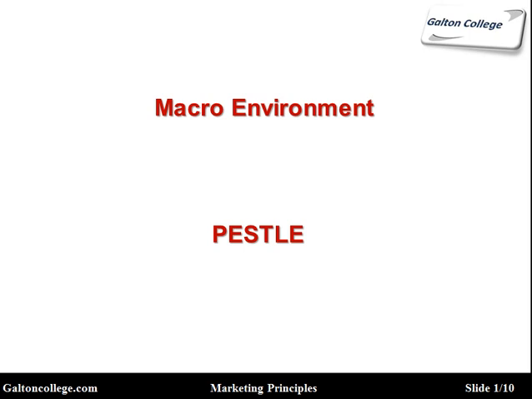You'll see in some books it's called simply Pest. In other books it's called Pestle. It's an acronym, and we're going to work our way through each of the terms to see how the terms may be used to group ideas about the external environment and their impact on the organization.